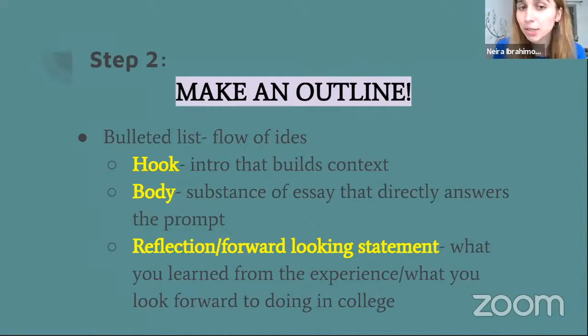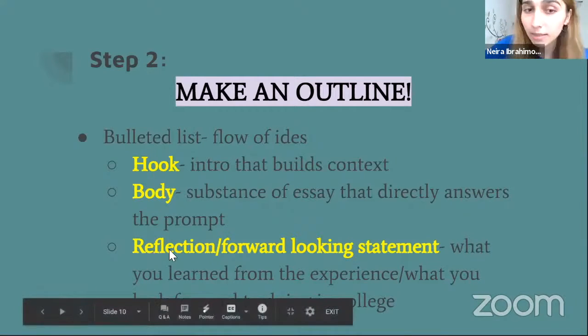I would just recommend doing bullet points of what you want to include in your essay. So the body is the substance. The body has to directly answer the prompt. So make sure in your body you include either a chronological sequence of events that are taking place or the specific points you want to hit in your essay so you don't miss any when you start your first phase of writing. The last thing is the most important, and this is a reflection or a forward-looking statement.